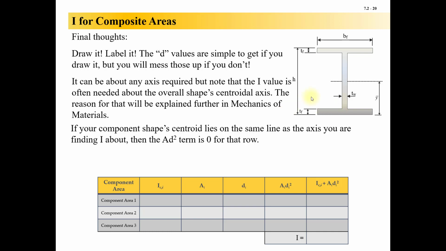If your component shape's centroid lies on the same line as the axis you are finding moment of inertia about, then there is no parallel axis term, right? It's 0. That can be really cool when you're building a big table. If you have a 0 here in your d column, you don't even need to calculate the area for that shape, right? Because you know that Ad squared is going to be 0, so you don't have to calculate this, and the summation of the row here is just going to be your first value. So it's really cool when you can get that d distance to be equal to 0.